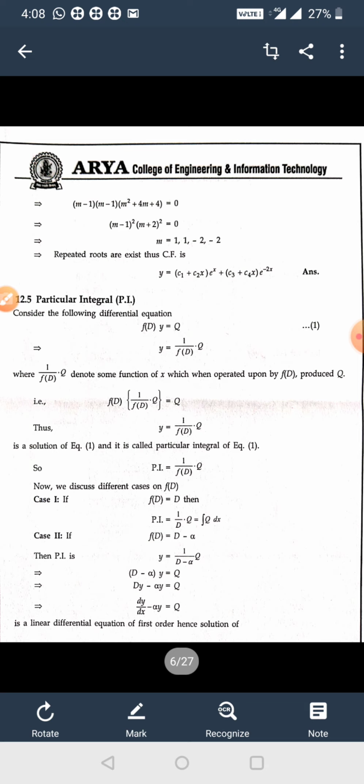So my CF is given by y equals (c1 plus c2x) into e to the power x plus (c3 plus c4x) into e to the power minus 2x. This is our part for CF.